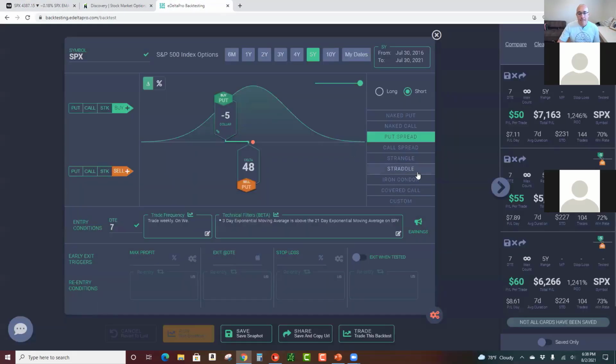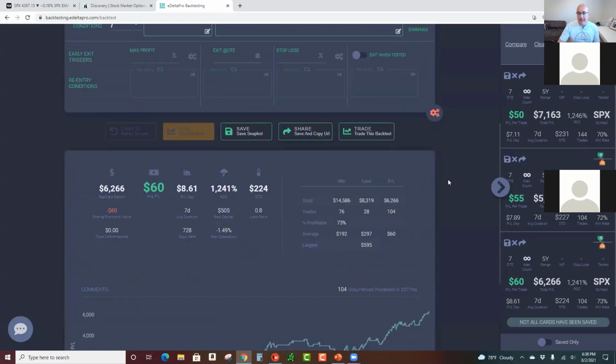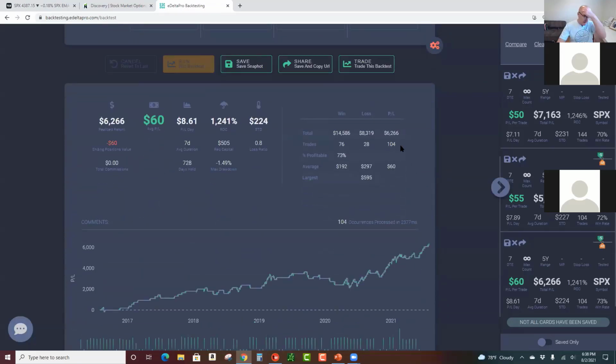It should be done now. So let's take a look. And again, 104 trades, very similar to the 8 EMA, but actually made a little bit more money. So it made $60 per trade, and it made a little over $6,000.